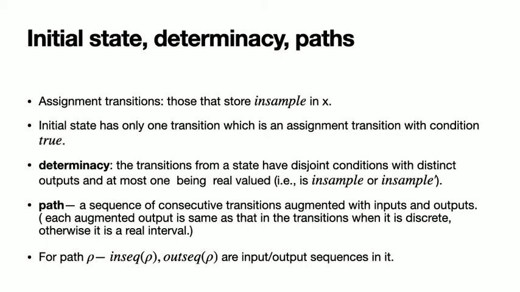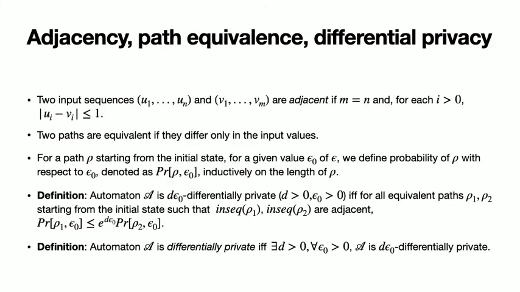When the output of the transition is a discrete value, then the augmented output should be equal to the transition output. When the output of the transition is a real value, the augmented output is a real interval. For any path rho, in-sequence of rho and out-sequence of rho are the input and output sequences in the path rho. Now, if you have two input sequences U and V, we say that they are adjacent if they are of the same length and corresponding values in these sequences differ by at most 1.